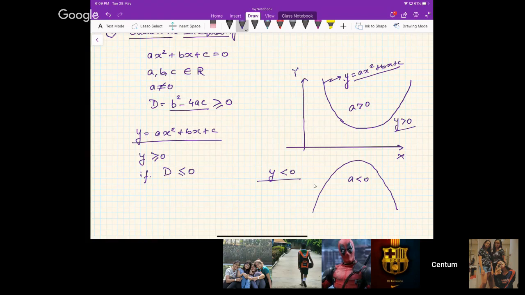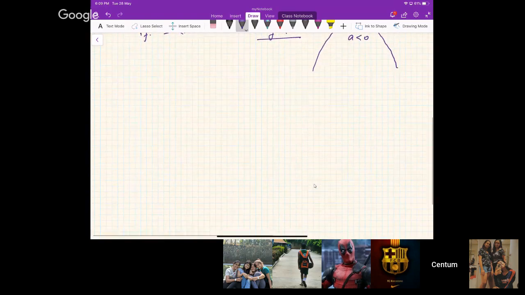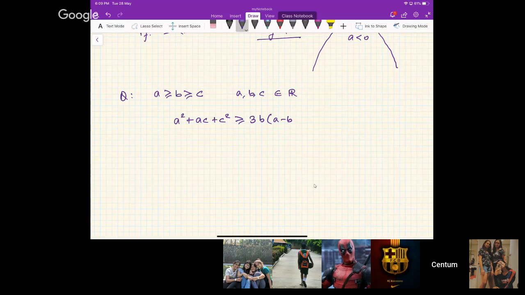So these are all inequalities, right? Hence, let us solve one problem. Given that a is greater than or equal to b is greater than or equal to c, where a, b, and c are all real numbers, prove that a square plus ac plus c square is greater than or equal to 3b times (a minus b plus c). Try for 2 minutes and let me see if you can prove it.